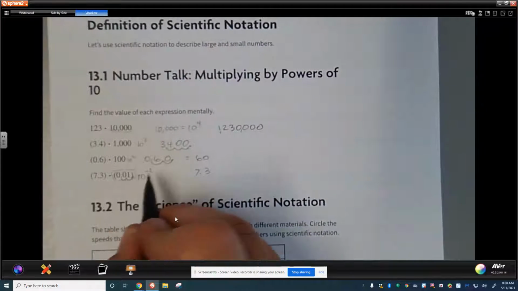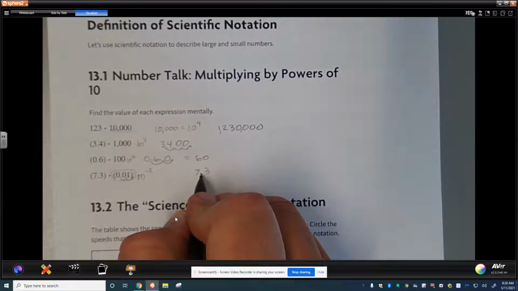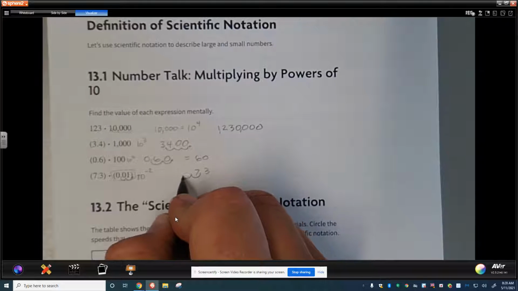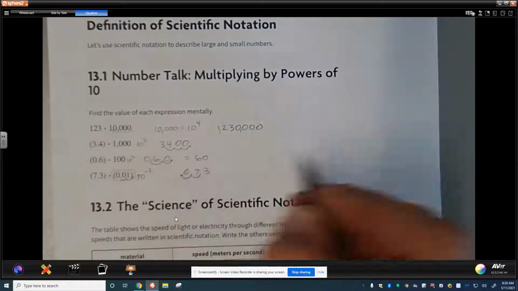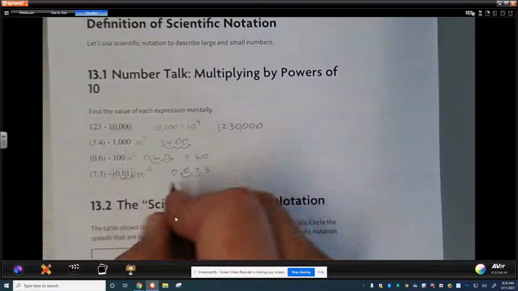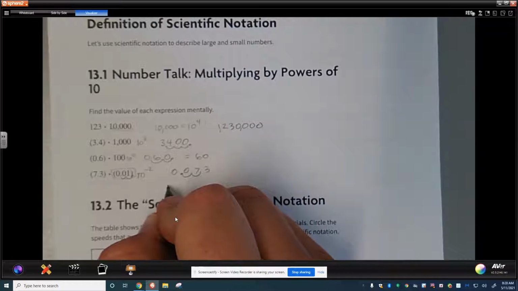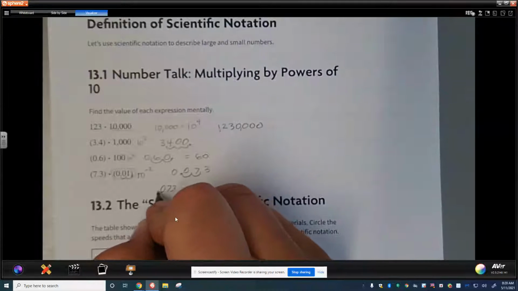When we're talking about negative powers of 10, we have to continue to get smaller. So 10 to the negative second power means that we're looking at 2 place values to the left, or 100 times smaller than what we were at with the original value. And so 7 and 3 tenths times one hundredth would be 73 thousandths.